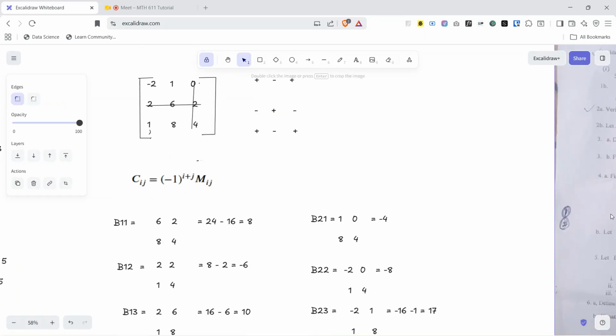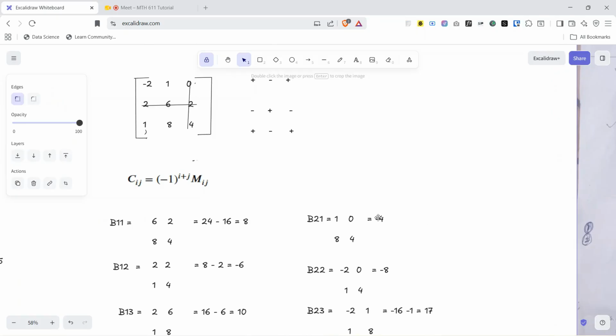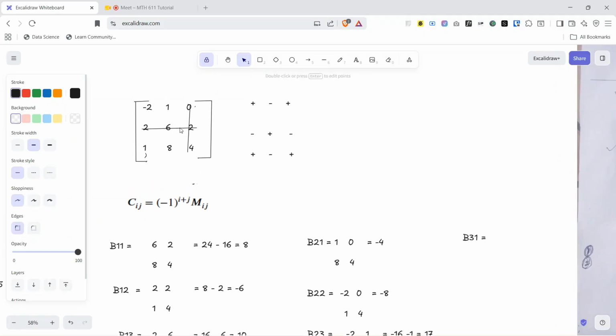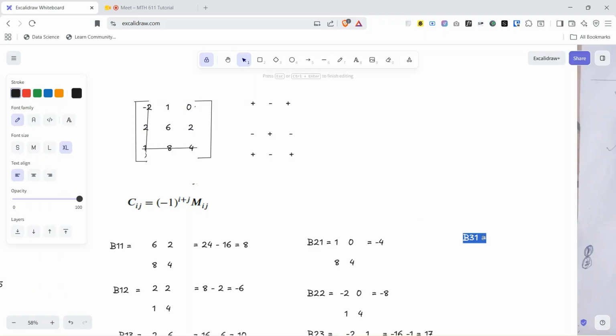So now the third part, B31 now. B31 would now be the determinant of 1 0, 6 2. So this one is plus minus plus. So 1 times 2 is 2. So our answer here is 2.